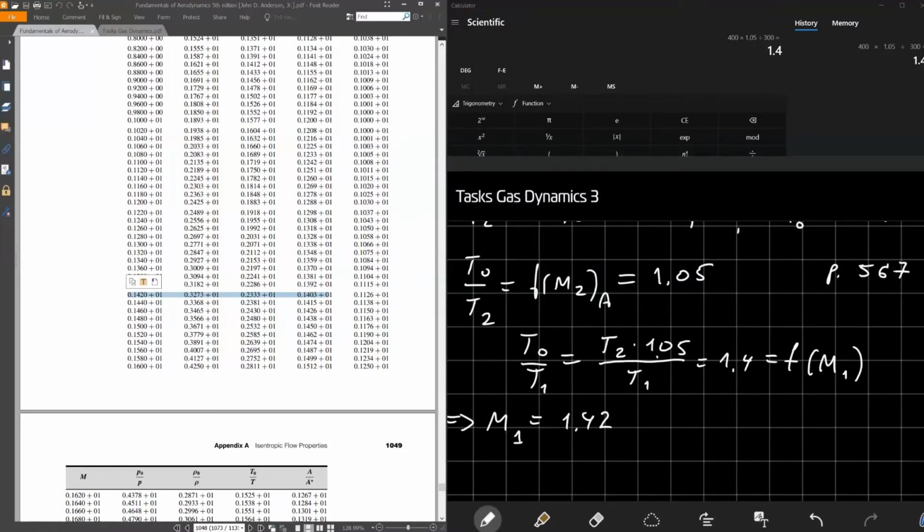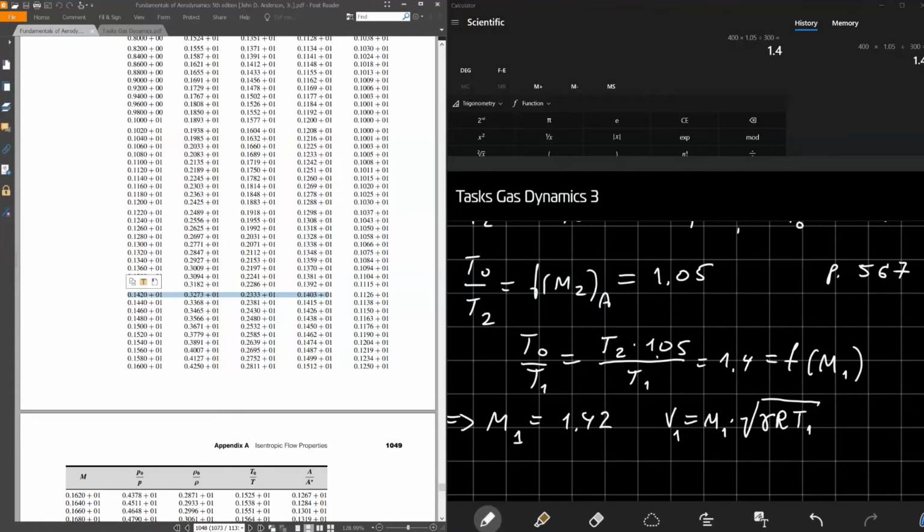Okay, this is it. If I ask you to calculate not just the Mach number but, for example, the value of the velocity, you can also do this. Just use the definition of the Mach number and the speed of sound, and the velocity 1 will be found as Mach 1 multiplied by the square root of gamma R T1.